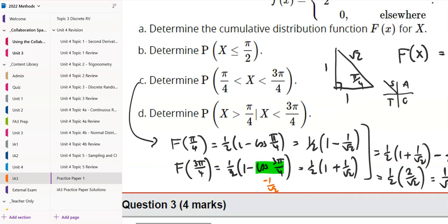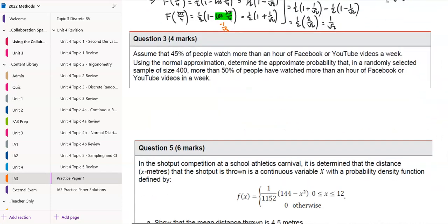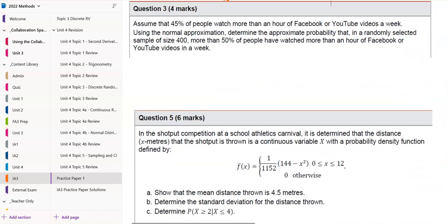Okay, so let's leave that alone for a bit. Let's try another question. Well, there's two questions. I'll probably squeeze them both on.